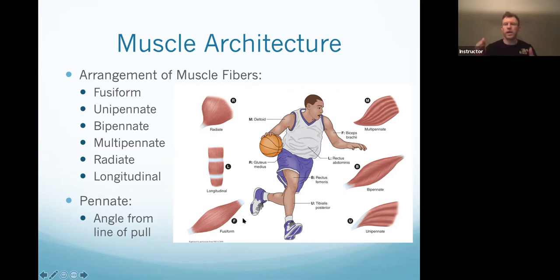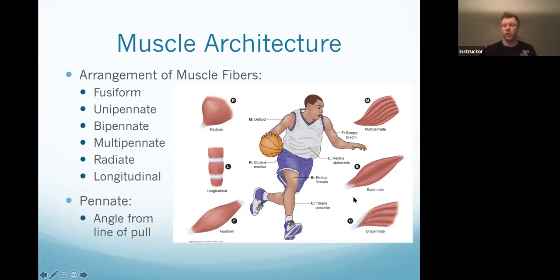Fusiform is almost like an in and then an out. It starts skinny, kind of bulges, and then goes back into that thinness. So there's your fusiform. Think bicep, right? You got your connective tissue up here, connective tissue down here, and then you have that fusiform type in the middle. Multipennant is going to be probably something like your chest muscle, okay?